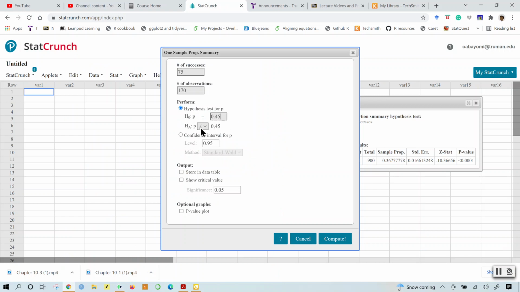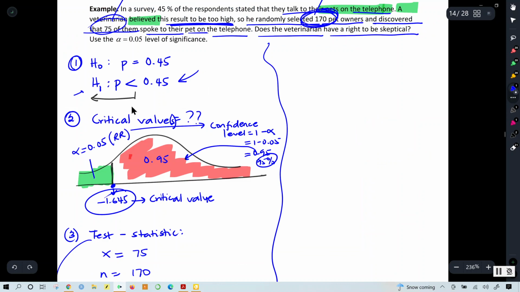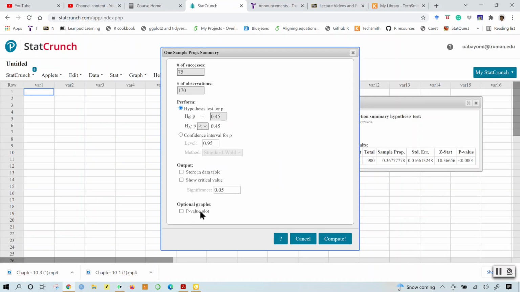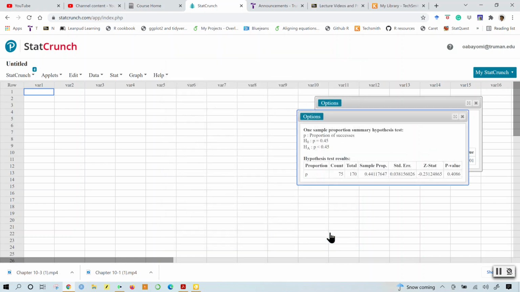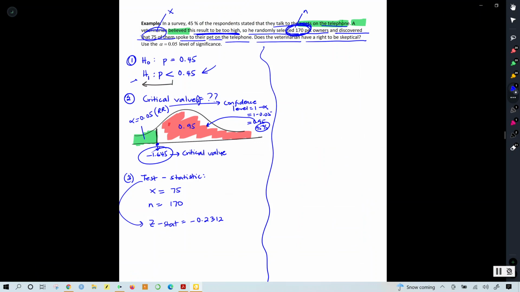Then I'll be careful with this. What is this supposed to be? This is supposed to be less than, based on what we observe in the alternative. Please note that if that is incorrectly selected, you'll get the wrong answer and draw the wrong conclusions. So you have less than here, and then compute. So my z stat is negative 0.2312. So now at this point, I have my z statistic.